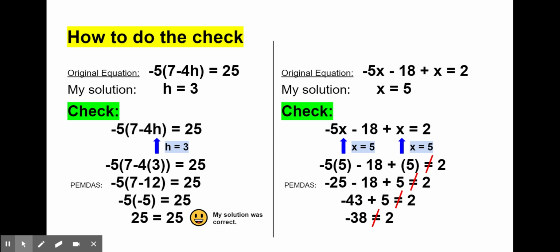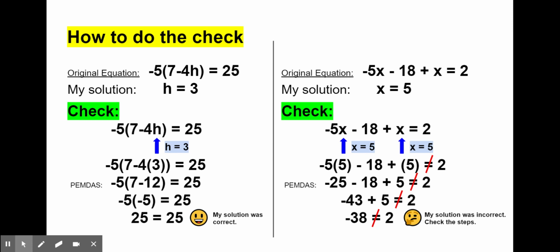My check didn't actually check out, so I don't get my smiley face. My solution must have been incorrect. Something was wrong. This should be your signal, if your check doesn't work, that your solution was wrong, and you need to go back and check your work. Check the steps that you took. Maybe I missed a negative sign. Maybe I added instead of subtracted. Maybe I multiplied instead of divided.